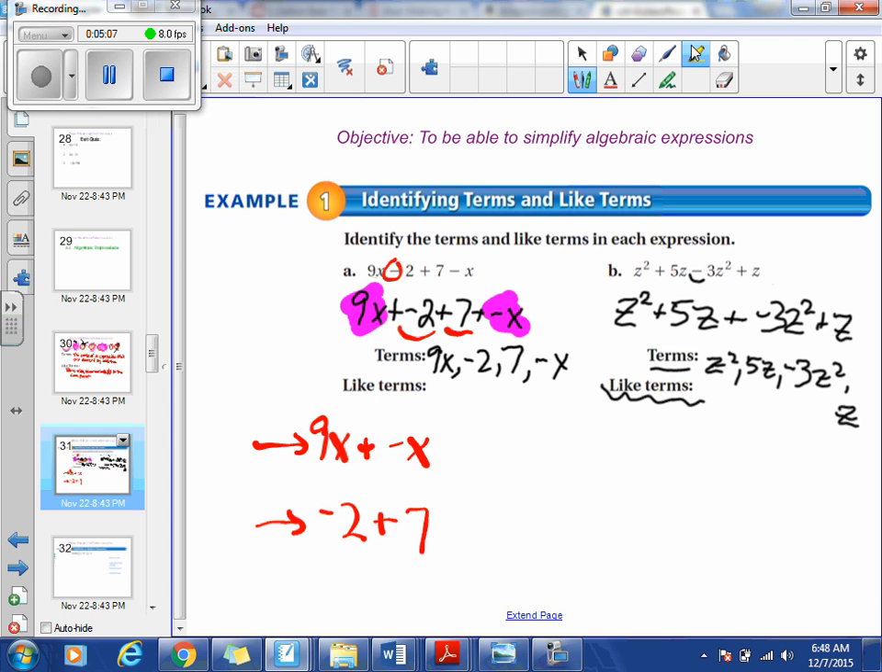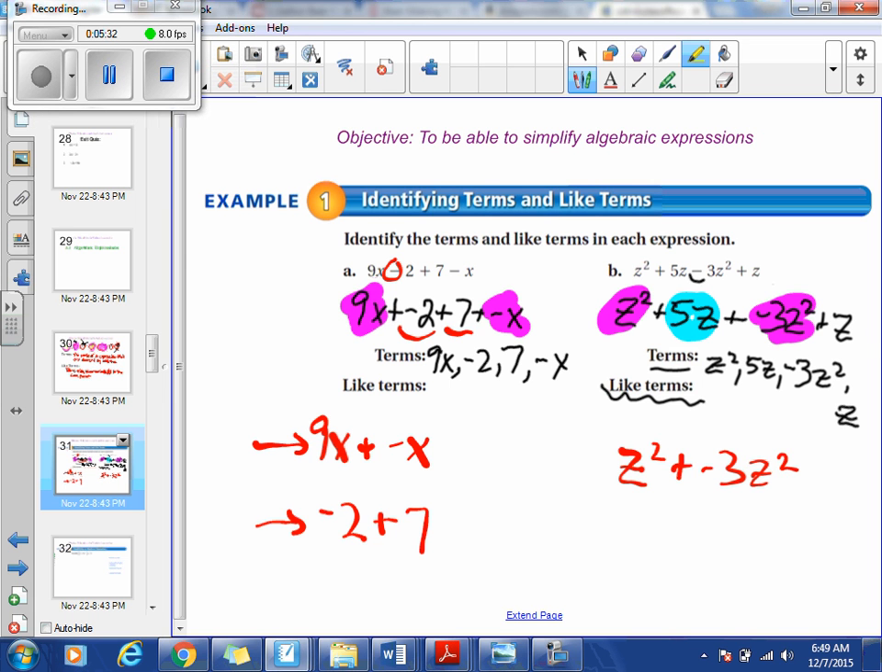Like terms are the ones I can combine together. So I'm going to start with z squared. All right? So are there any other terms that have z to the second power? There is right here. So like terms are z squared and negative 3z squared. All right? Is there another set of like terms?